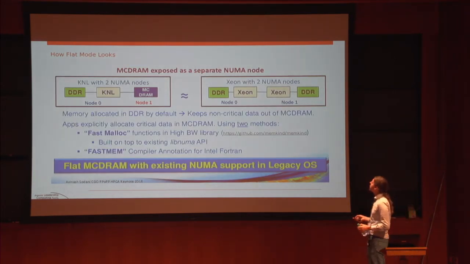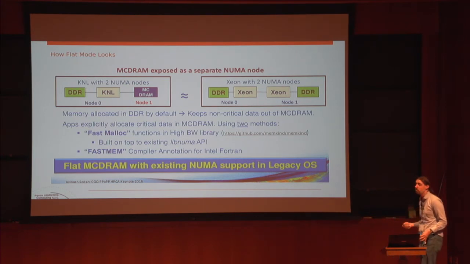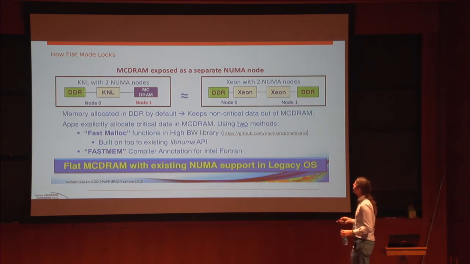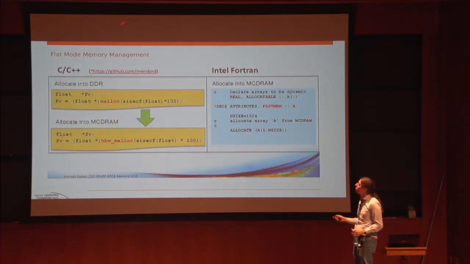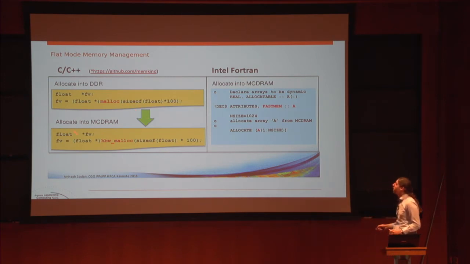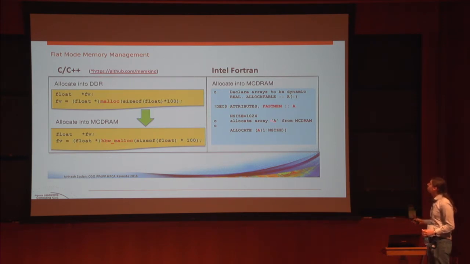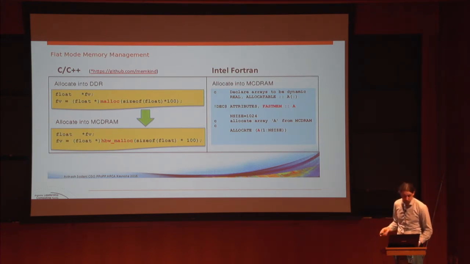And so if you have this in cache mode, then you don't do anything special. You just run your application, and you'll get whatever performance you get out of that. But if you have it in flat or hybrid mode, then you need a way of allocating memory either in the fast memory, the on-package memory, or in the off-package memory. And for that, Intel has developed a library for C and C++ called memkind. And so you can allocate memory in the high bandwidth memory by using this HBWmalloc function. And for Fortran, there's a special attribute that Intel has developed that enables you to allocate memory in the high bandwidth memory.